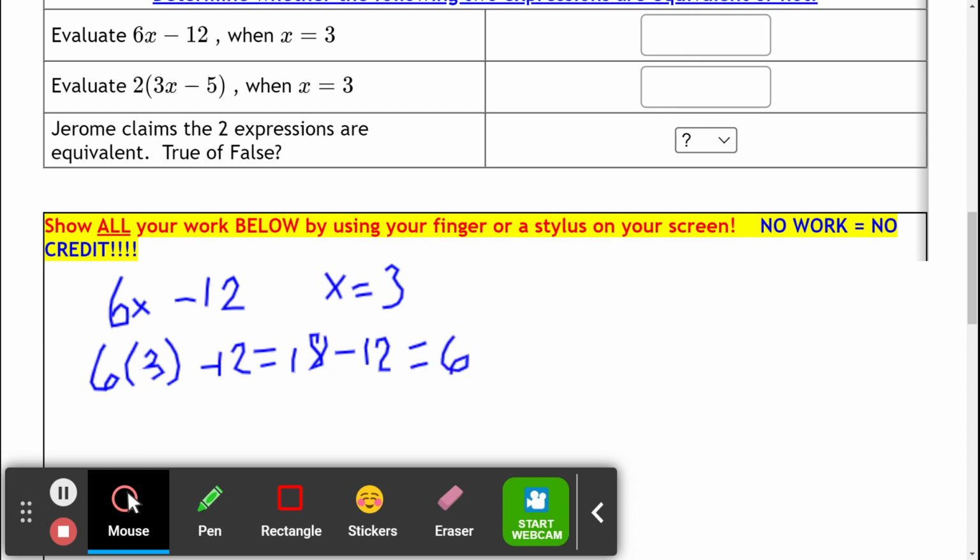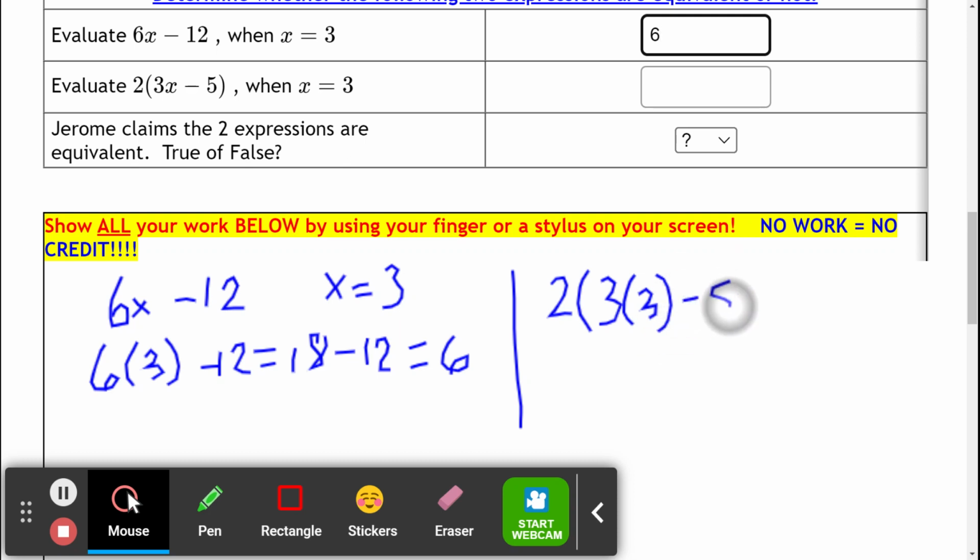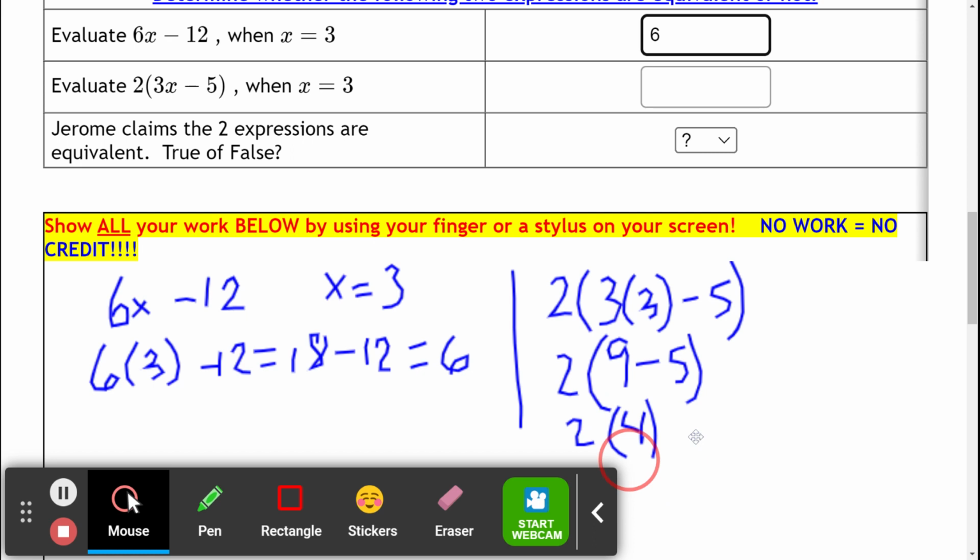I would put 6. And then on the other one, maybe I'll do this here. It's 2 and 3 times x, where x is supposed to be 3 again. So I'll write times 3 minus 5. And then that goes out like that. And 3 times 3 is 9. And 9 minus 5, well, that is 4. So this would be 2 times 4, which is 8. And over here, that means I would write the number 8.